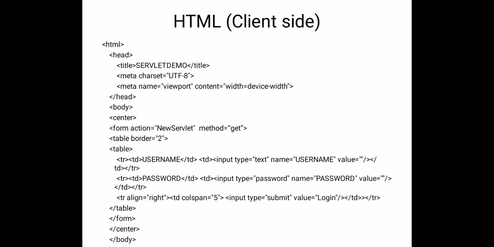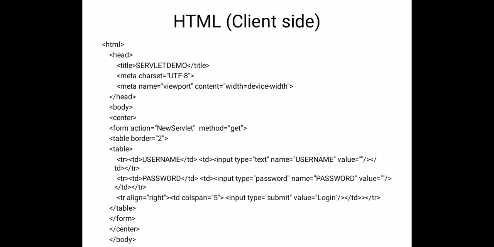The form, action, and the new servlet. The servlet we are going to create is going to be mentioned. It is like an address for that particular servlet, the name of the servlet we are going to create. Then the method is equal to get. By default, the method is equal to get.